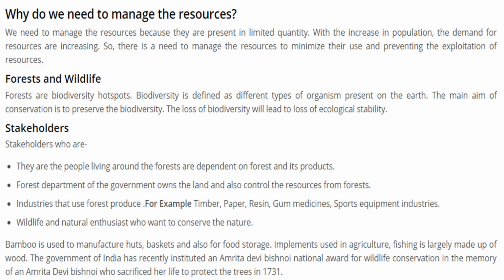So why do we need to manage the resources? Very important question. See, the resources are in limited quantity. The population is ever increasing, mostly in the growing economy, and the population would need resources. So the demand for resources and consumption is also increasing. So there needs to be proper management in order to minimize the usage of resources, so the exploitation of these resources can be prevented or minimized.